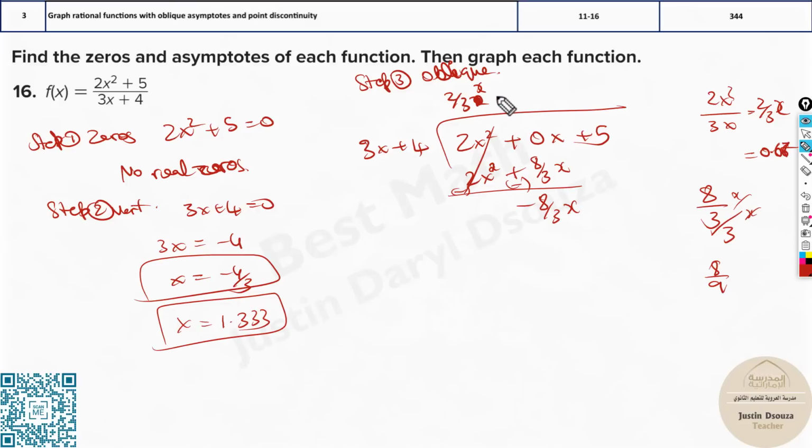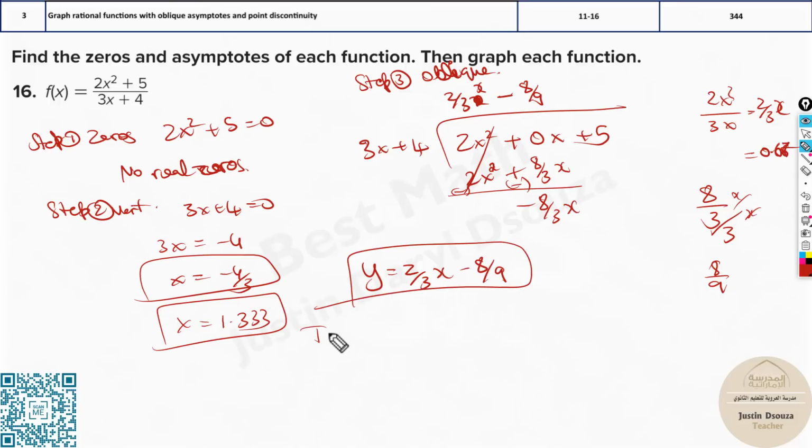What you need to do over here is, minus is there. So you have to basically subtract 8/9. So when you multiply this over here, 3 cancels, it'll be minus 8/9, and then you can simplify it, but that is not required. We just need this. So y is equal to 2/3 x minus 8/9. That is the oblique asymptote.